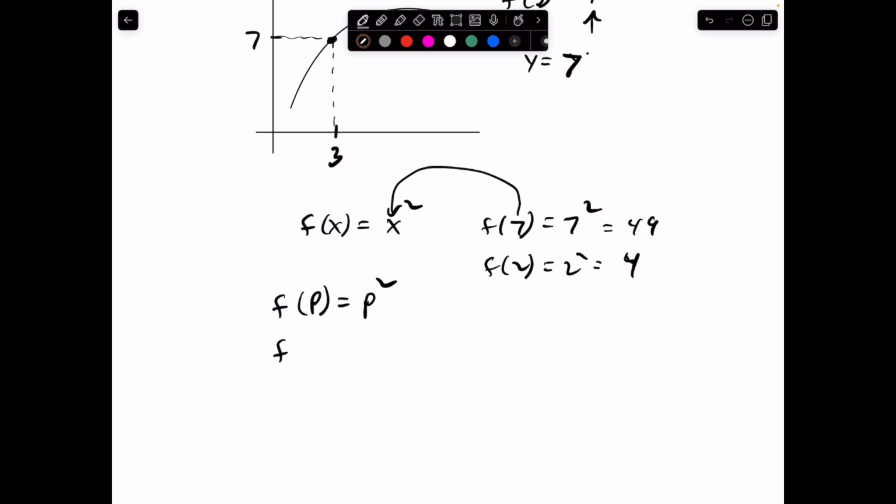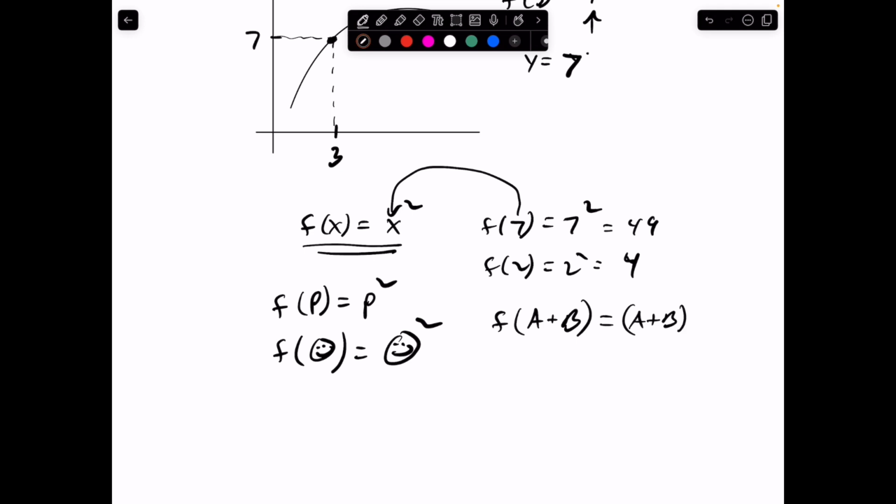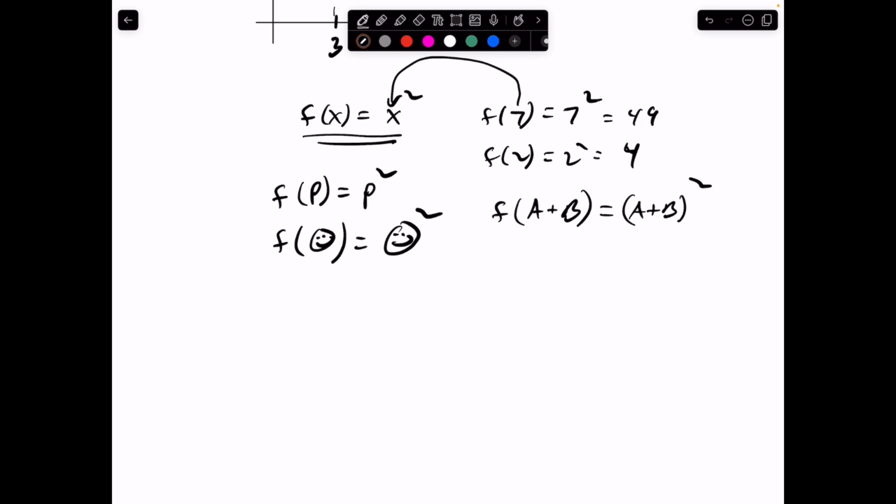If I said, what's f of happy face for this particular function, that would just be happy face squared. Now this is the more important part. If I say f of a plus b, according to this function, since f of x is just x squared, that would be a plus b squared. And I want to be very clear about something. This is important, and it's a mistake I see a lot of people making. It needs to be clear to you that f of a plus b is not equal to, in general, f of a plus f of b.